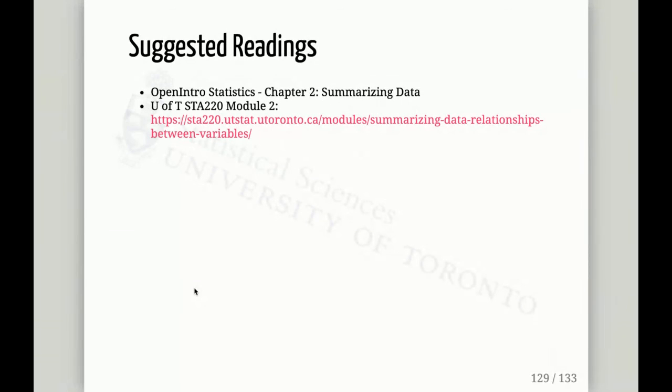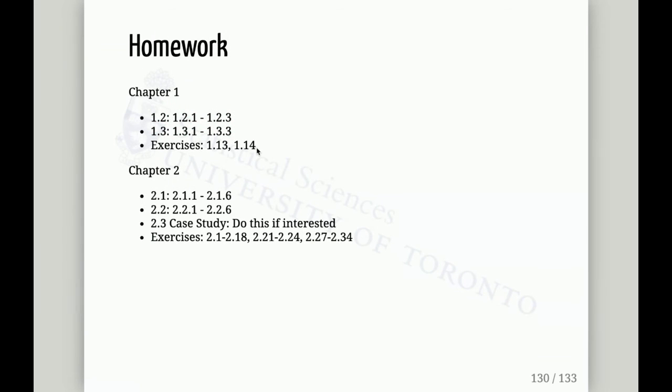Now, as for suggested readings, the OpenIntro Statistics textbook is in the syllabus. You can access it there. It's free to download, and it's super accessible. And then we also have the U of T STA220 Module 2, so just visit this website. It has some video recordings of other professors in the department. For your homework, and this is suggested homework, it is not homework 1 that will be graded. This is just exercises from the textbook that I think will help you with your understanding.